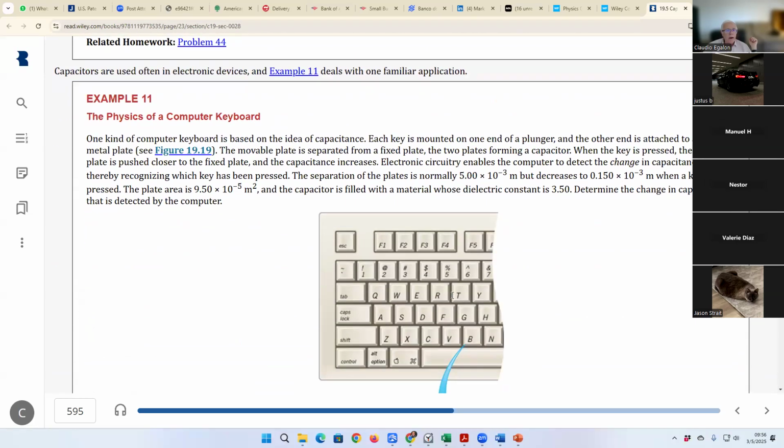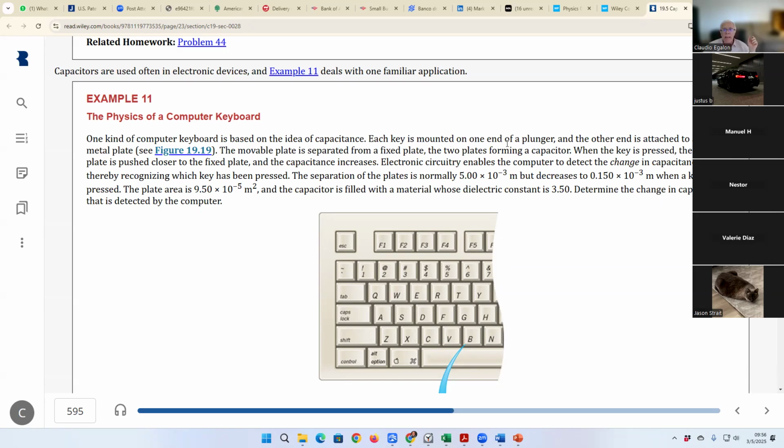And here, one of the applications of the capacitor. My keyboard, the one I have here, and everybody else has, they use capacitors to map which key we are pressing on the keyboard. One kind of computer keyboard is based on the idea of capacitance. That's just one of the possible applications of a capacitor. There are many other applications of capacitors.